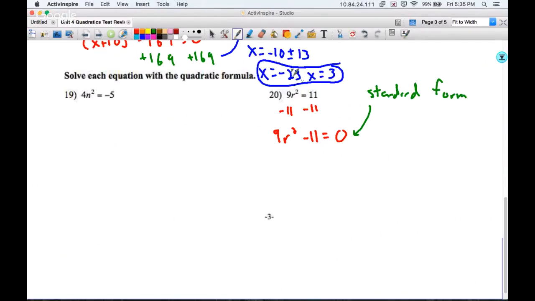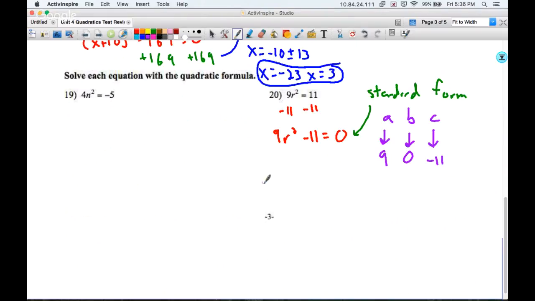Wait, isn't this the one with the b plus or minus the square root of b squared? Yeah. Okay, that's what I thought. Strongly recommend memorizing that, but also probably put it on your note card. So let's find our values for a, b, and c. What is the value for a? 9. Just a 9. B? 0. C? A negative 11.